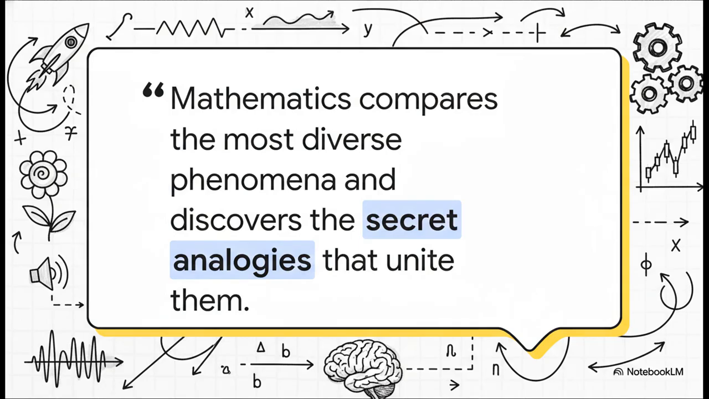You know, the mathematician Joseph Fourier really said it best. "Mathematics compares the most diverse phenomena and discovers the secret analogies that unite them." The derivative is one of the most powerful examples of that truth. It's a single, abstract idea that reveals the hidden connections in the way our entire world changes from one moment to the next.